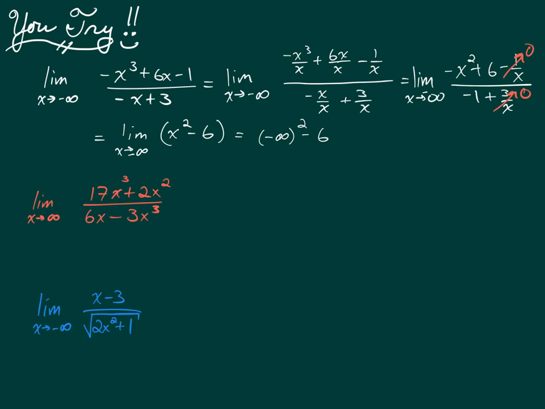So when you substitute negative infinity in for x here, negative infinity squared becomes a positive infinity minus 6. If you subtract 6 from infinity, guess what? You're still going to be at infinity. So the end answer here for the first example is the limit approaches infinity.